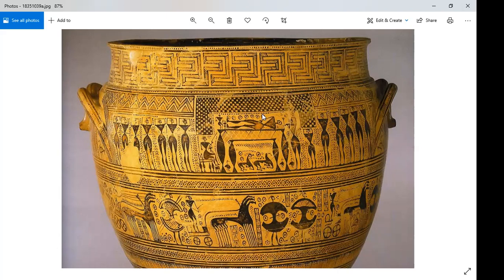It depicts the funeral of Achilles after he was killed by, you can just say, one of the Trojan warriors. You can say Paris if you want. That was his name. Shot in the heel by an arrow, the only part of his body where he could be wounded. And these are the Greek soldiers mourning him.